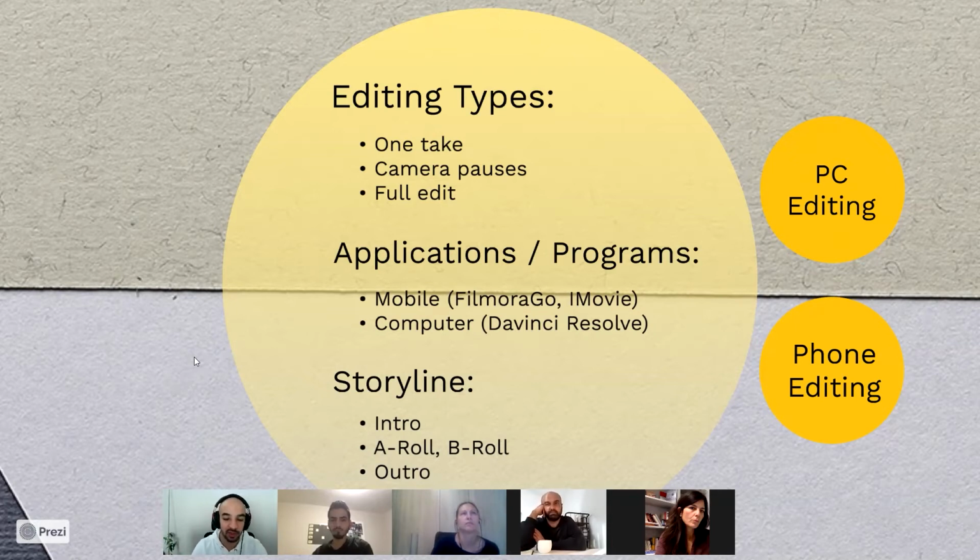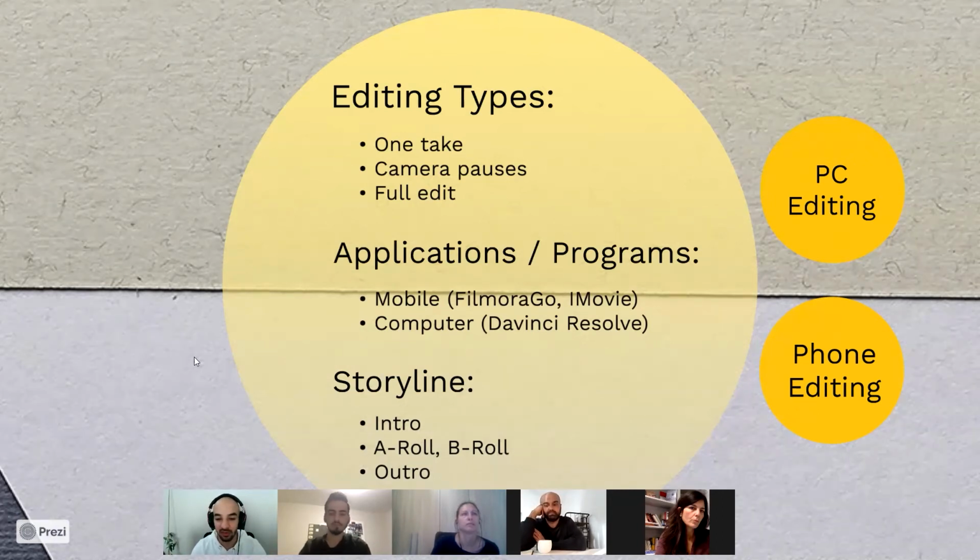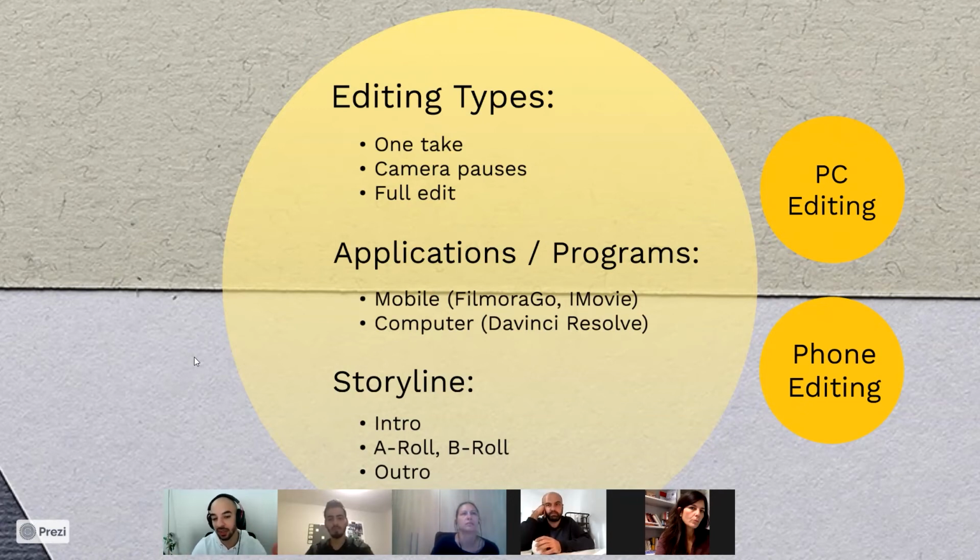Now, the full edit is when you take the video that you shot, with all its good and bad, with all its flaws, and cut wherever you want to skip, making it into one video that has many angles, maybe many clips. And for this, we use these applications. I gave these examples for mobile and computer because they're free and they're so good.